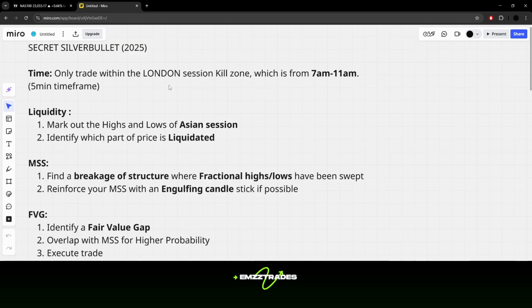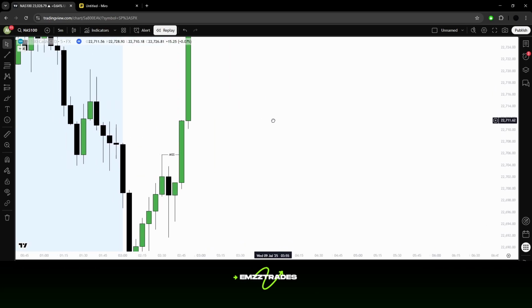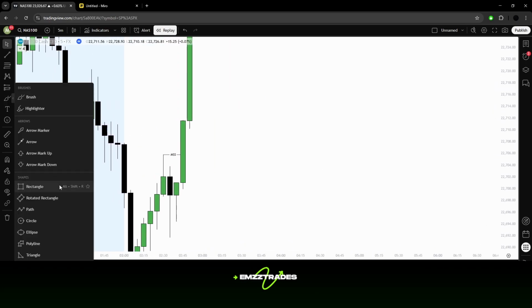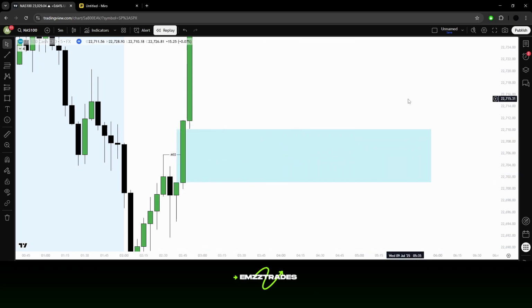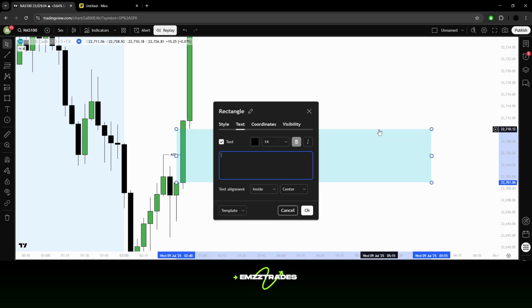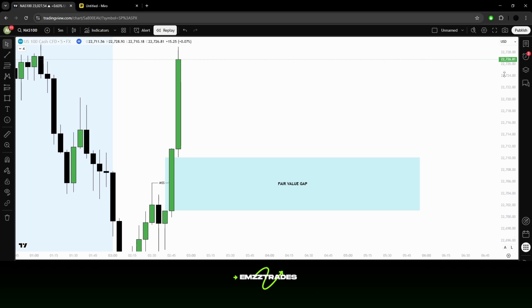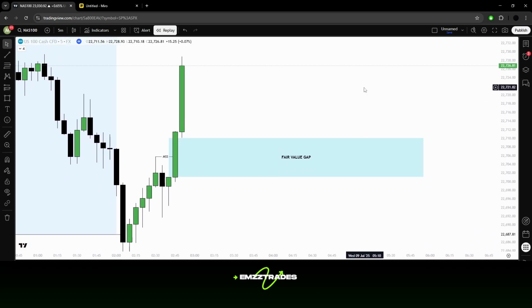We need to just identify a fair value gap, and then we overlap the fair value gap with the market structure shift to get a higher probability, and from then on we can just execute the trade, right? So I'm going to mark out my fair value gap area, which will be from here to here, from right there to there. As you can see, I'm going to be naming this fair value gap. And once I name this fair value gap, all I've got to do literally from now is enter our position. That's all I'm going to be doing left.